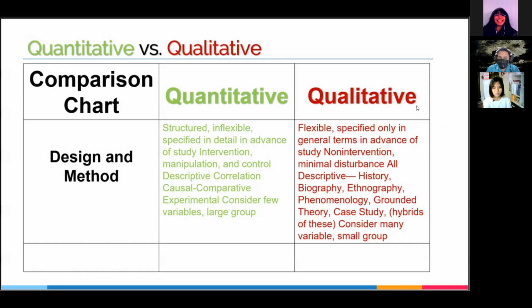Okay? Pagdating kay qualitative naman, history, kay mga kinds niya: biography, ethnography, phenomenology, grounded theory, at case study. Okay? Those are the types of qualitative. Pero kasi, four main types ng quantitative: descriptive, correlational, causal comparative, also called quasi-experimental, and then experimental research.